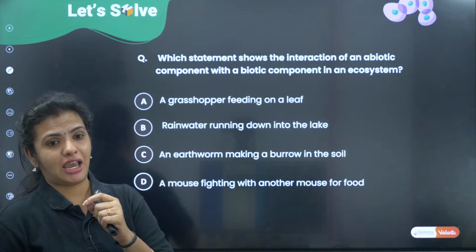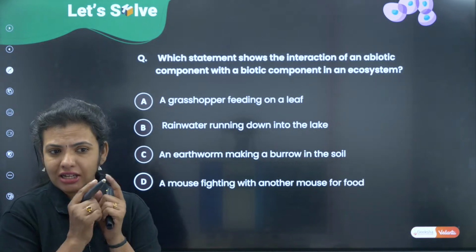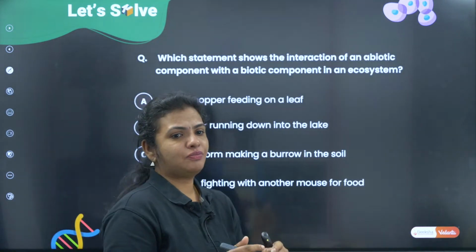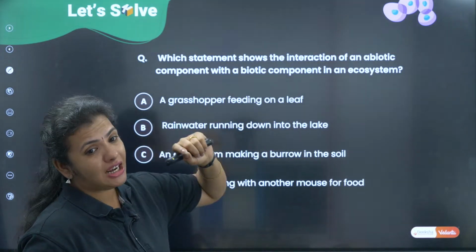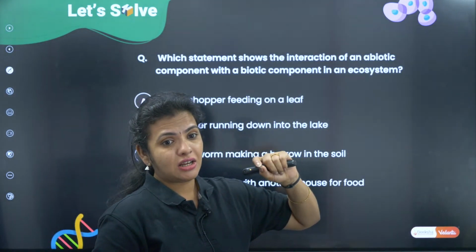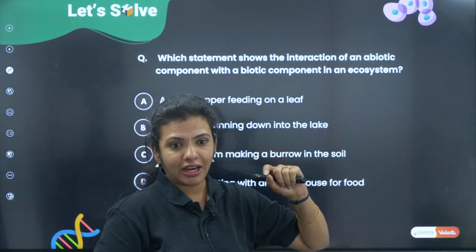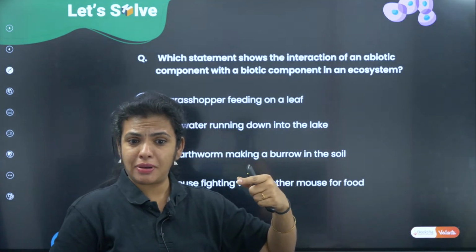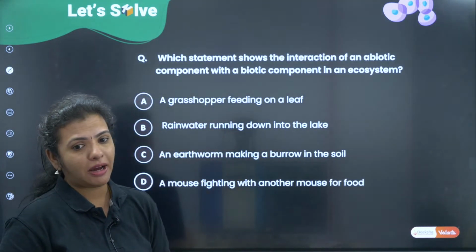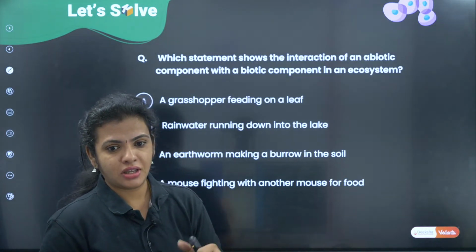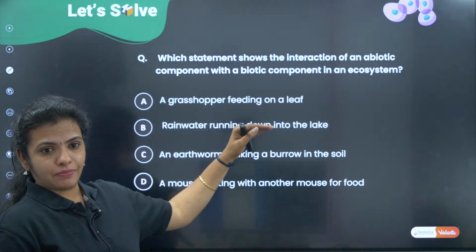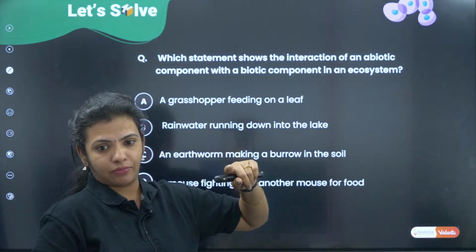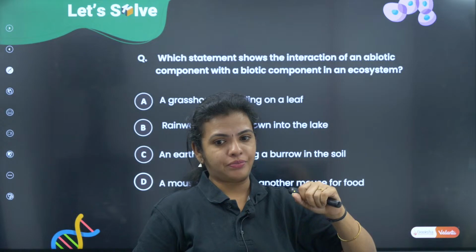Netra says A. Okay. So, Netra, just quickly think, if leaf is biotic or abiotic, aren't we dealing with plants, Netra? Plant is living, right? Plant is respiring, right? How is it not a biotic material, Netra? Again, Sumukh, same question to you. Grasshopper is living. Leaf is also living. How can it be A?